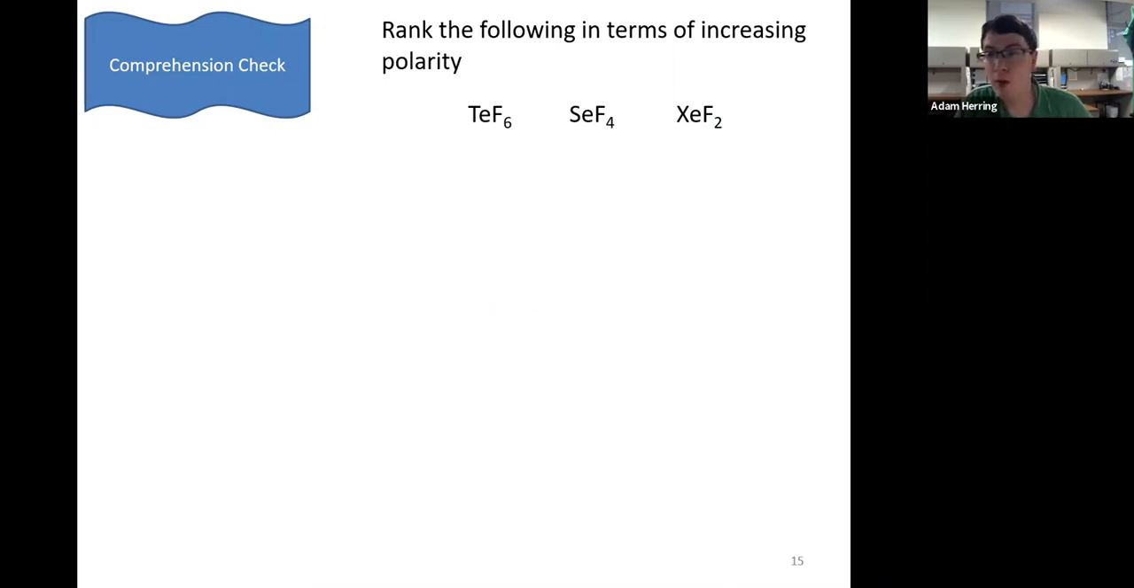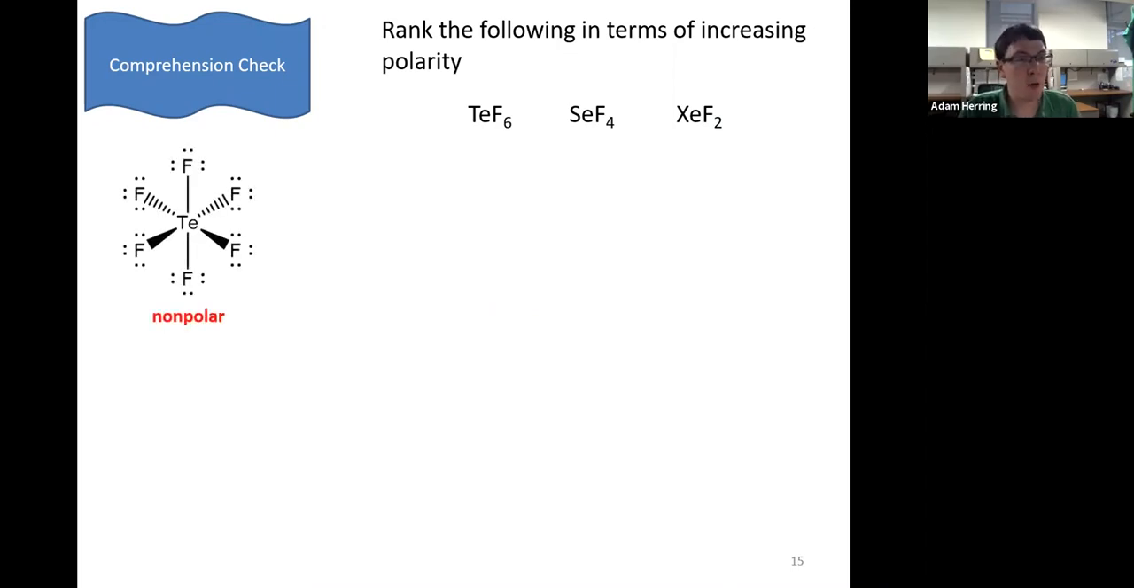Welcome back. So in order to be able to rank them, we need to first determine whether or not they're polar. We have tellurium hexafluoride, and this is a nonpolar molecule. The reason for this is that even though we have polar bonds for each of our fluorines, they cancel each other out. This cancellation causes the molecule as a whole to be nonpolar.